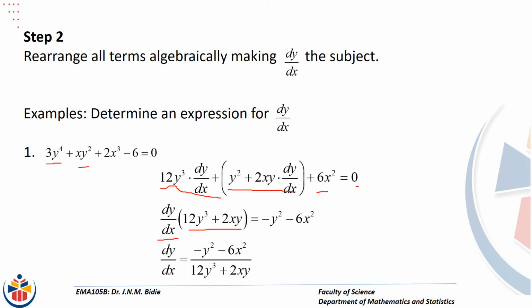Then you have the two terms that we had on your right hand side divided by the two terms you had on your left, which is 12y cubed plus 2xy.